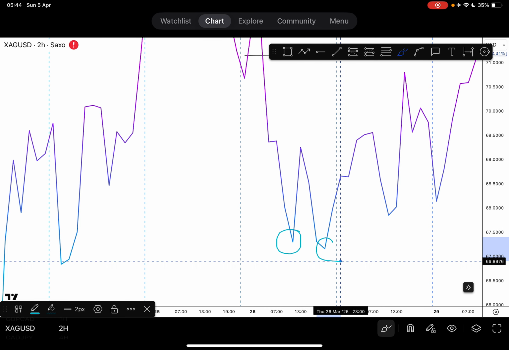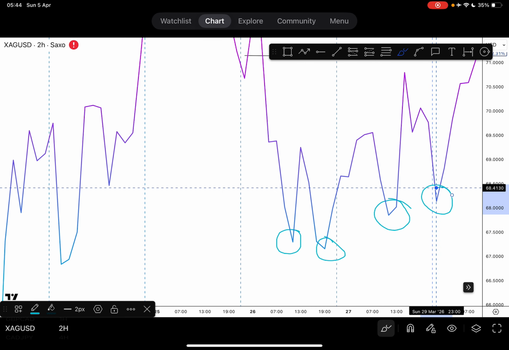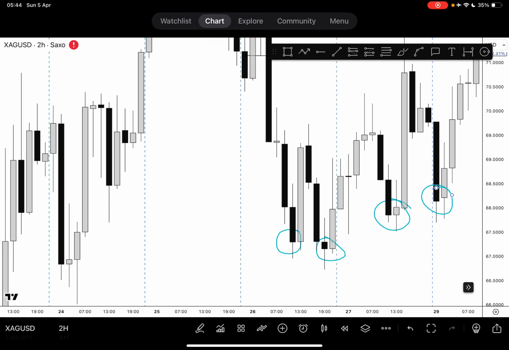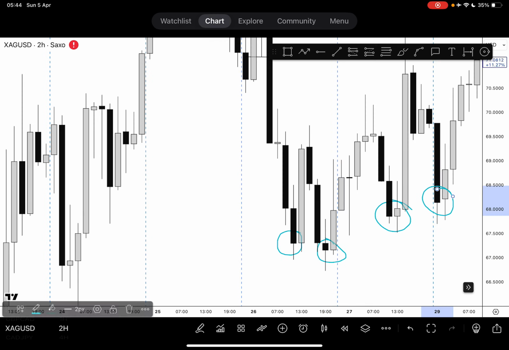V-shaped key level, V-shaped key level. Can you see it? They all take the shape of a V, and they are always formed by two candles: first the bearish candle and second the bullish candle. Same thing here: bearish, bullish, bearish, bullish, bearish, bullish, and all these form V-shaped key levels, basically the support key levels.